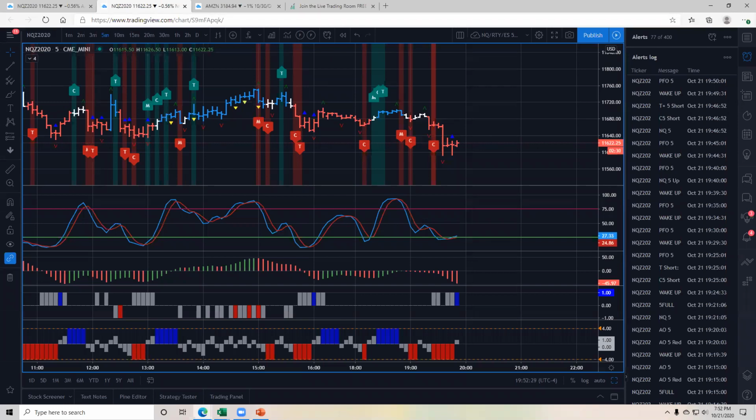Mark, can you click the arrow with the 4 that's right underneath the symbol on the top left part of your chart? Yep. So someone's asking what your indicators are.